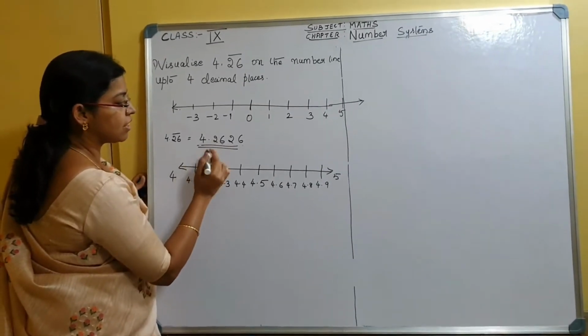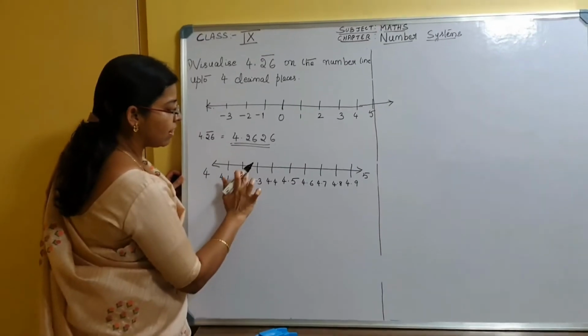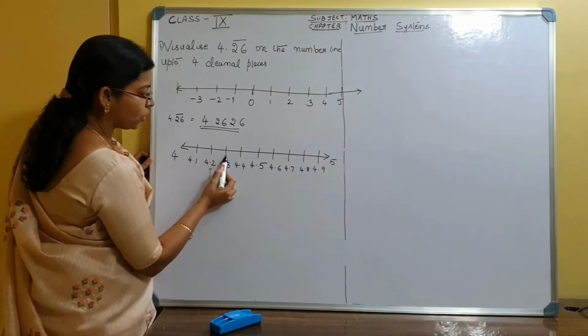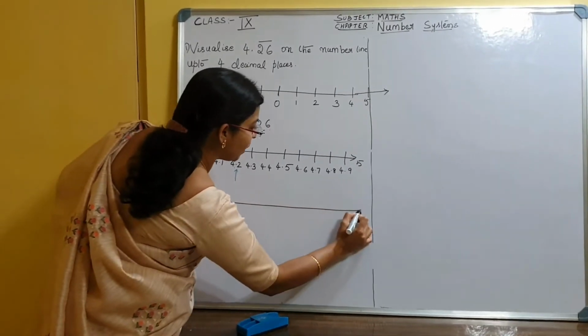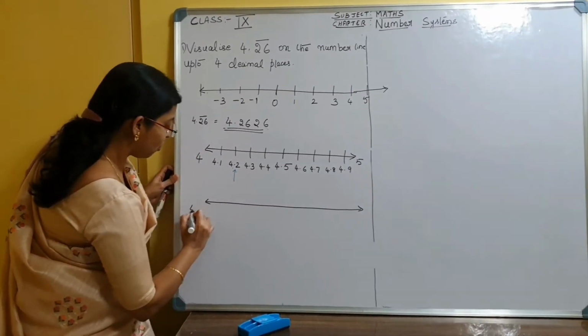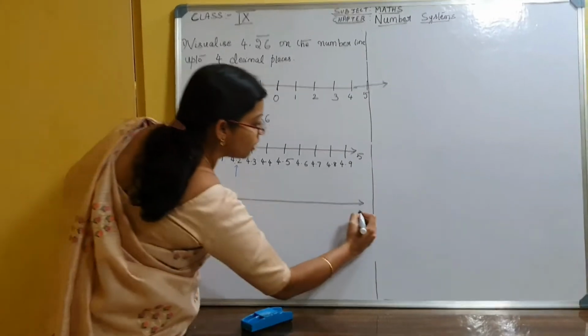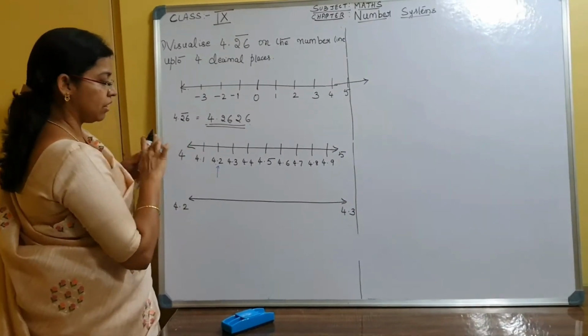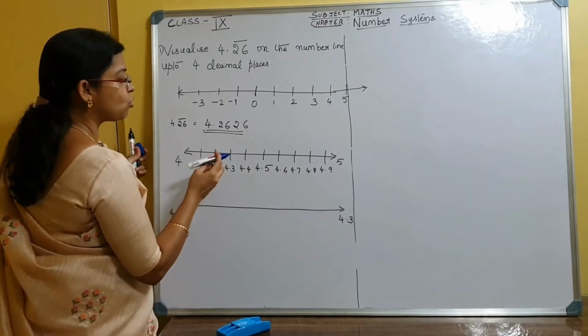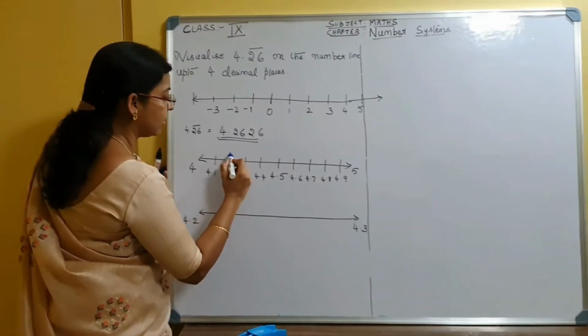We'll go to the next digit, that is 4.26. Where will that lie? Between 4.2 and 4.3. So for our next number line, the limits will be 4.2 and 4.3. We are here, right? So we will have to zoom in only on this part of the number line.